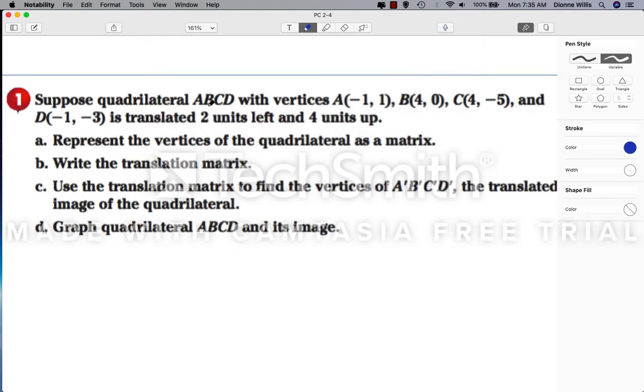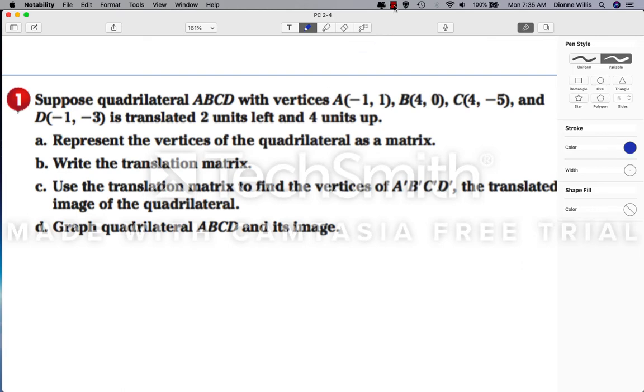Suppose quadrilateral ABCD with vertices A (-1, 1), B (4, 0), C (4, -5), and D (-1, -3) is translated 2 units to the left and 4 units up. So the first thing we want to do is represent the vertices of the quadrilateral as a matrix.